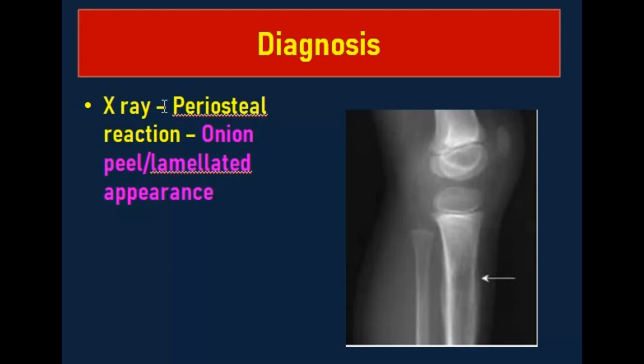If you look at the X ray, the periosteal reaction that we see is an onion peel or lamellated appearance. This is how it looks like. This is the periosteal reaction which happens to limit the spread of the tumor. Okay, and in case of Ewing sarcoma, it looks like an onion peel or lamellated appearance, meaning that it will appear as if the tumor has multiple layers.